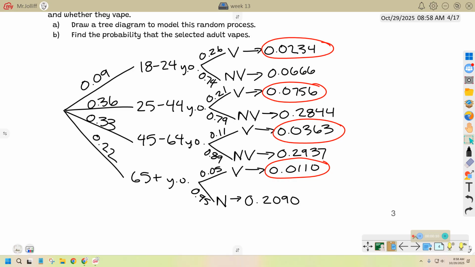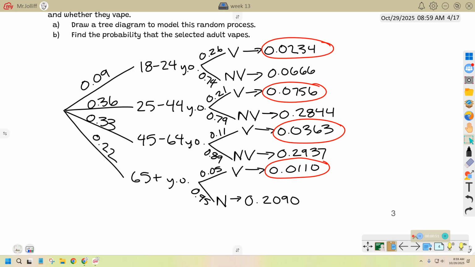So we made our tree diagram by splitting by age group, which was the first question we asked our sample, and then splitting by whether they vaped or not. And we got 8 possible outcomes, vape and no vape, for each of the 4 age groups. And then the second question said, find the probability that the selected adult vapes. And so we went through our tree diagram and we circled in red all of the outcomes where the person vapes. How do I find the total probability that a random adult vapes? What do I do with those red circles?